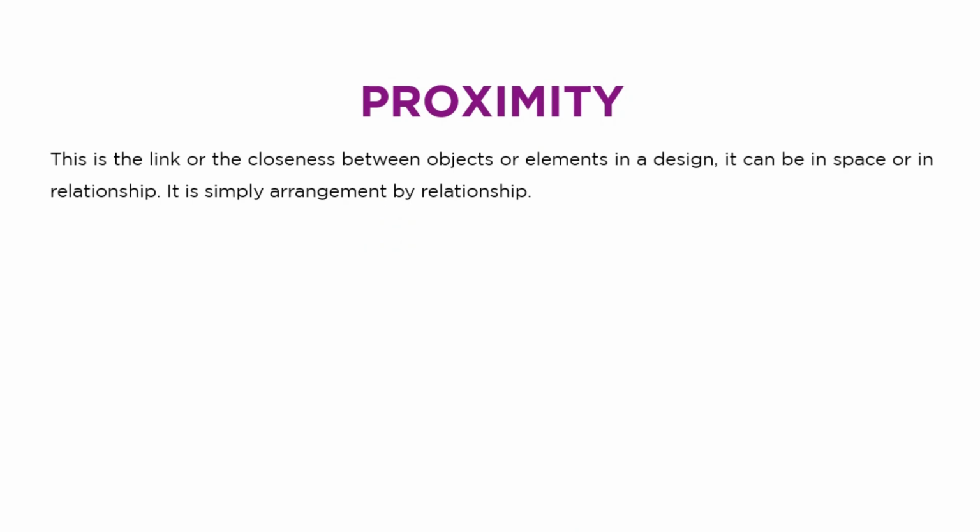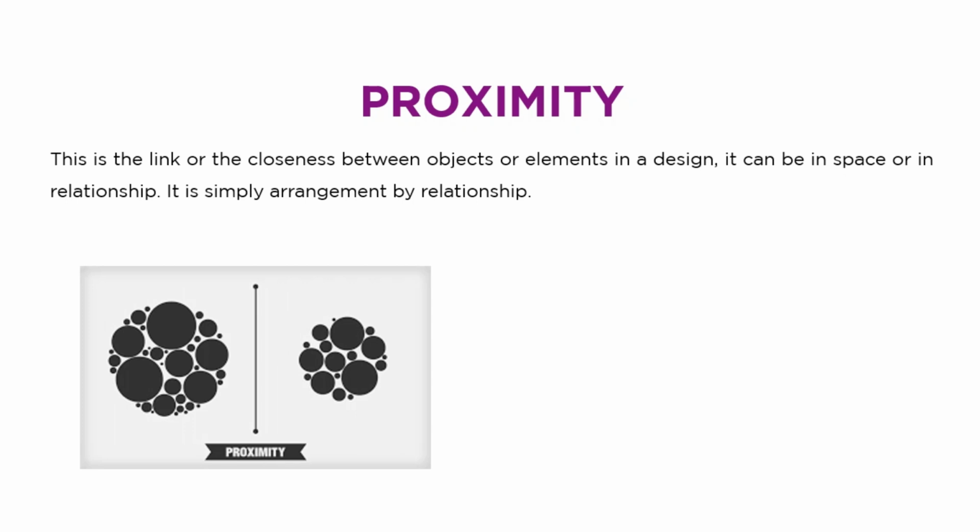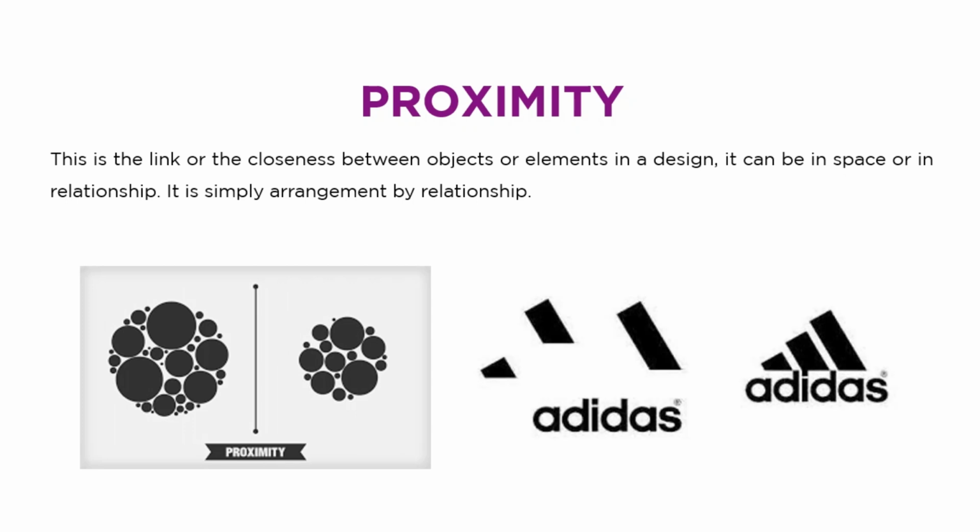Proximity. This is the link or the closeness between objects or elements in a design. It can be in space or in relationship. It is simply arrangement by relationship. So you can see this first example and you can see this second example.